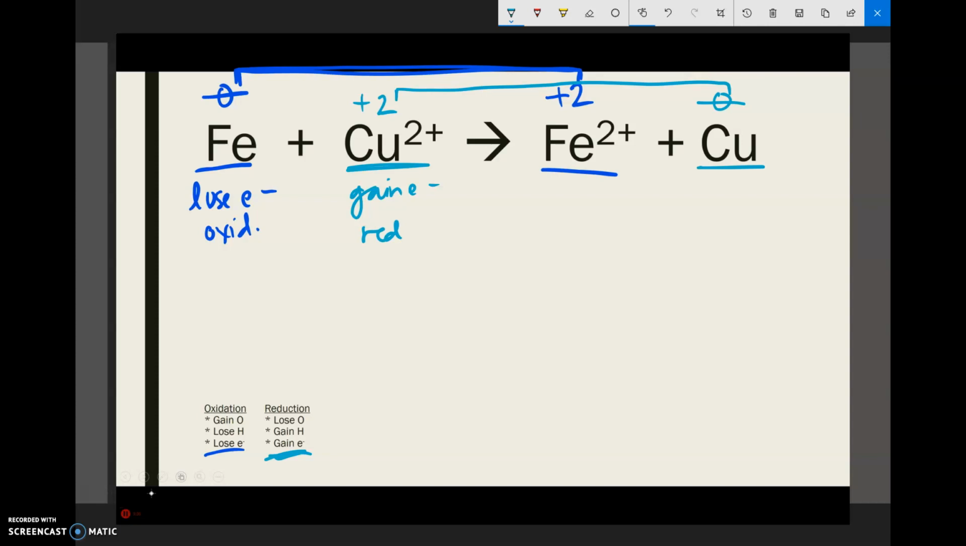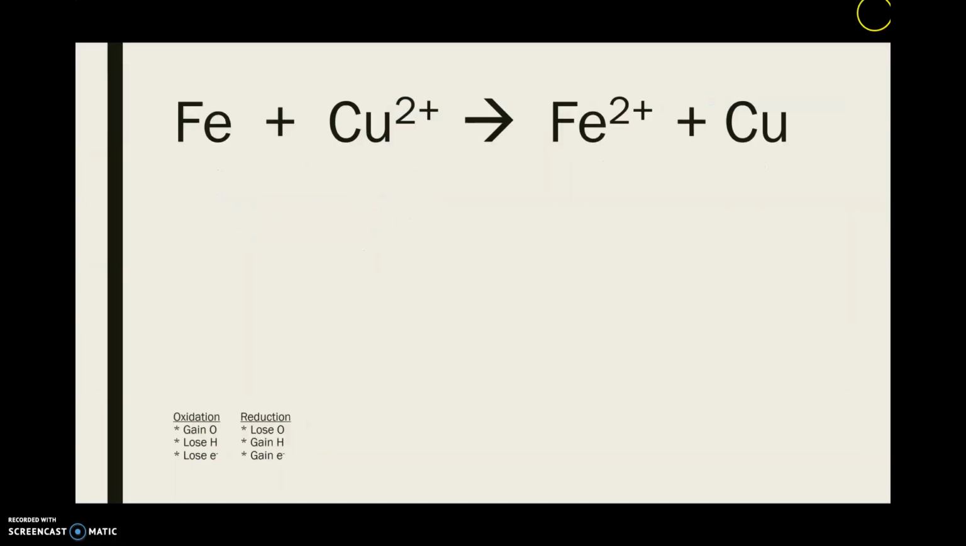Remember, that seems kind of weird and strange, but it's because electrons are negative. So when we gain electrons, things become more negative, they get reduced. And when we lose electrons, things are becoming more positive, which is oxidation. Okay.